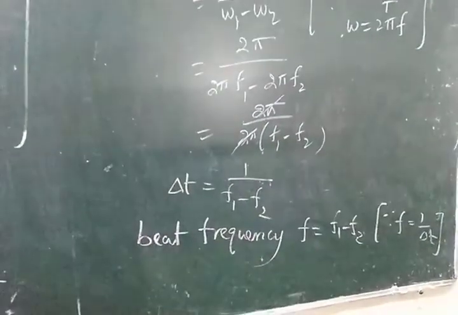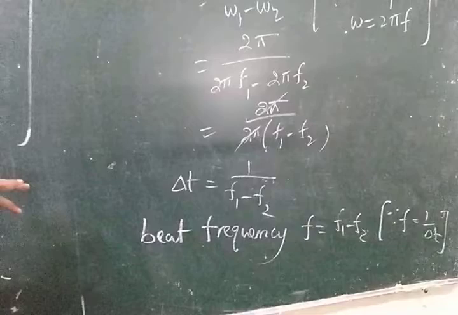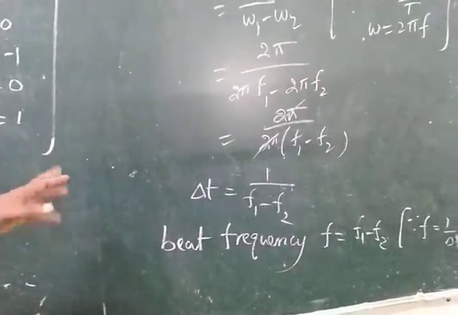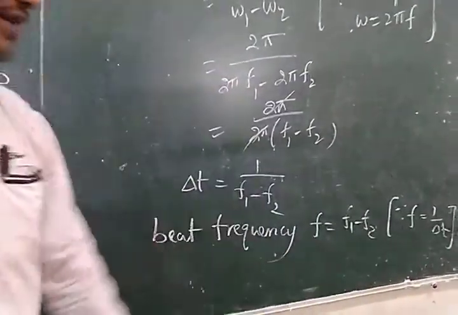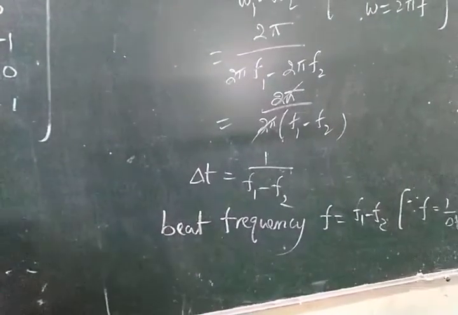See, now what can we understand from that? Now we understand the difference between the maximum and the minimum: the beat frequency f is equal to f1 minus f2.